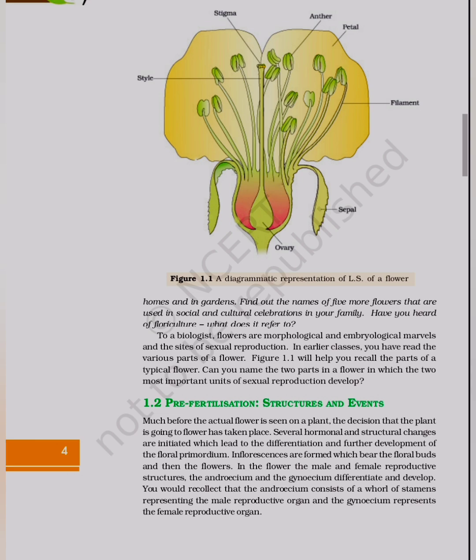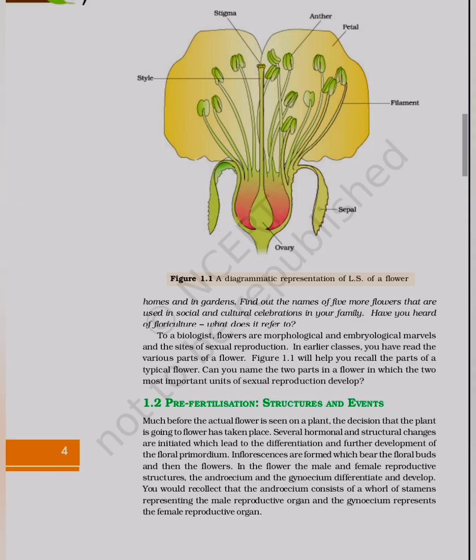Have you heard of floriculture? What does it refer to? To a biologist, flowers are morphological and embryological marvels and the site of sexual reproduction. In earlier classes, you have read the various parts of a flower. Figure 1.1 will help you recall the parts of a typical flower. Can you name the 2 parts in a flower in which the 2 most important units of sexual reproduction develop?